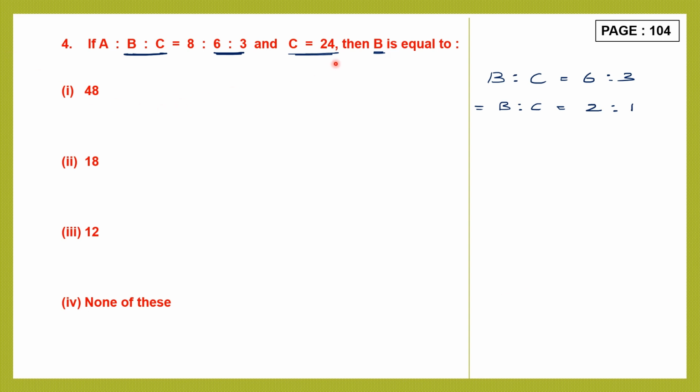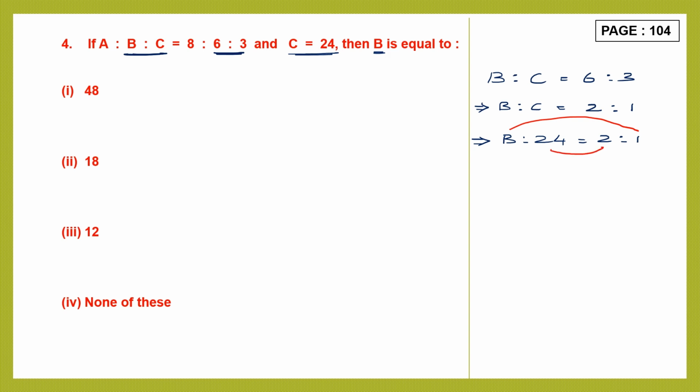Now we know the value of C. C is given to us as 24. So here we are going to write 24. So let's write B is to 24 is equal to 2 is to 1. Now we can find the value of B. We know the rules of proportion. When two ratios are equal, we say they are in proportion. And in that, how do we do it? We say the product of the extremes is equal to the product of the means.